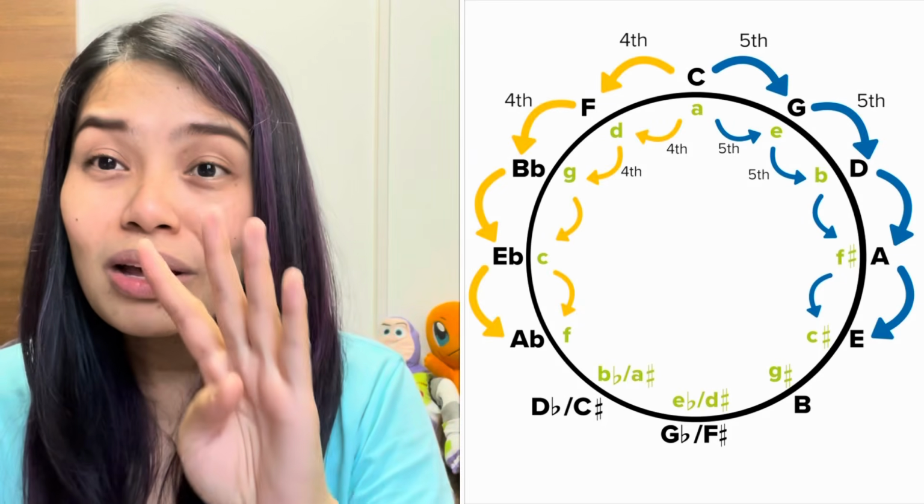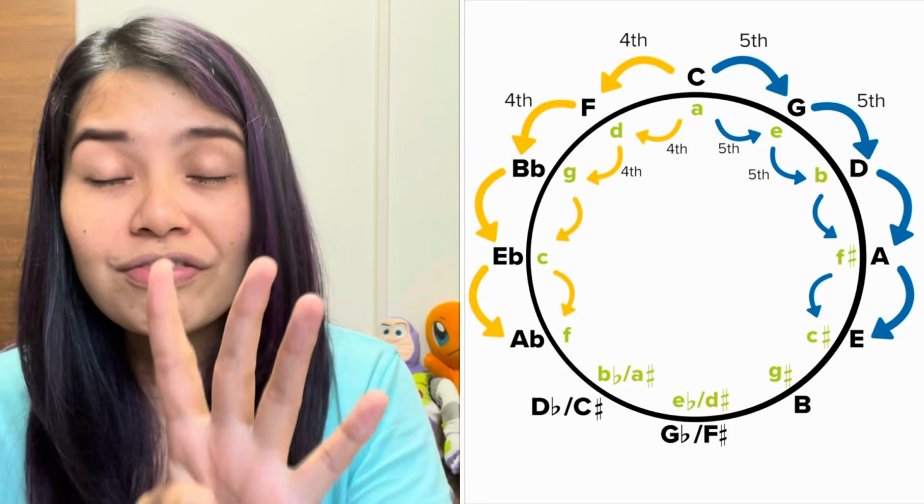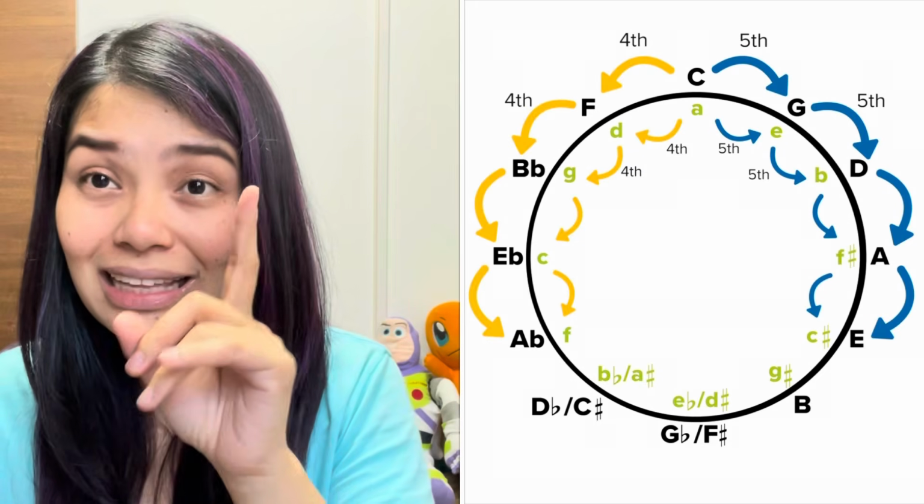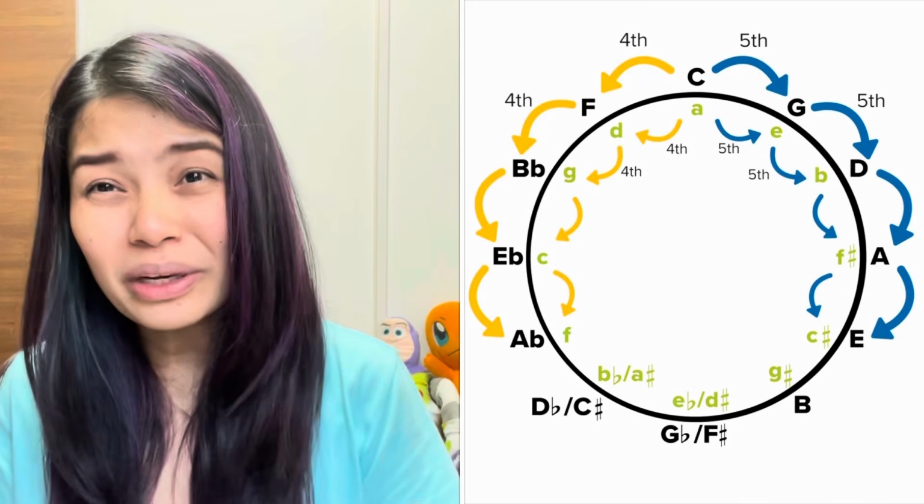Next to C is F major. F major has 1 flat, and it is the B flat. So, paano ko ginagawa yun? Bilang lang ako, F, G, A, B. Kasi flat ko siya. Alright?